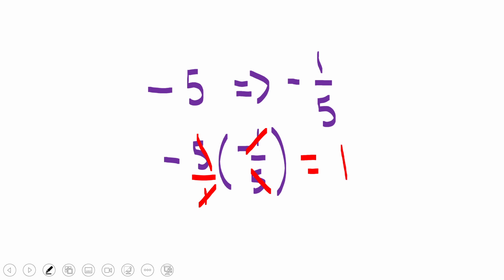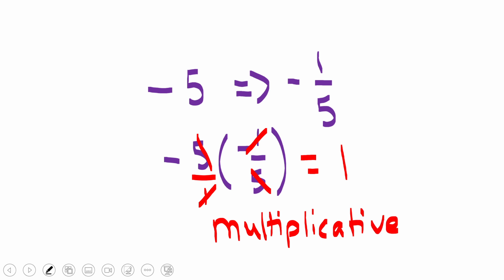The product is 1. This is also called the multiplicative inverse. You're flipping over your fraction and multiplying for a product of 1. Might be note card territory. Add that to your notes.